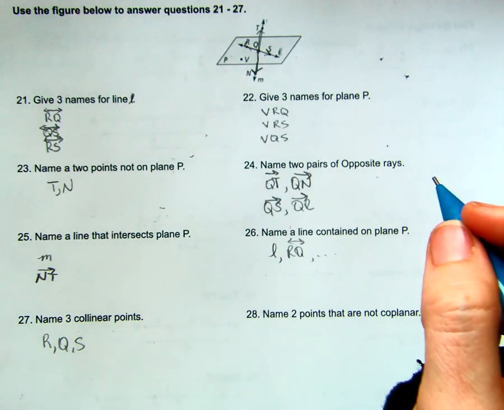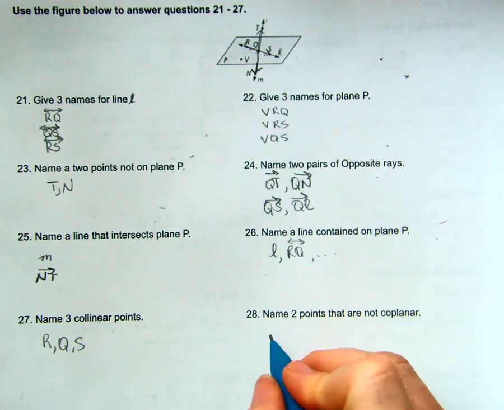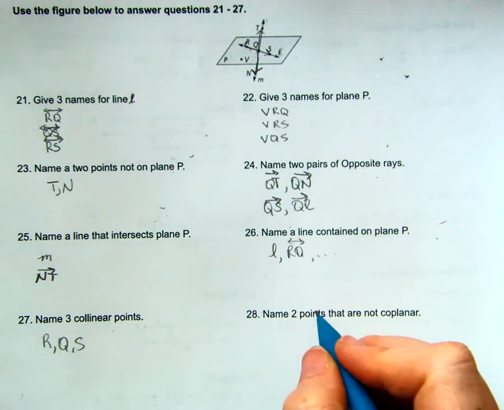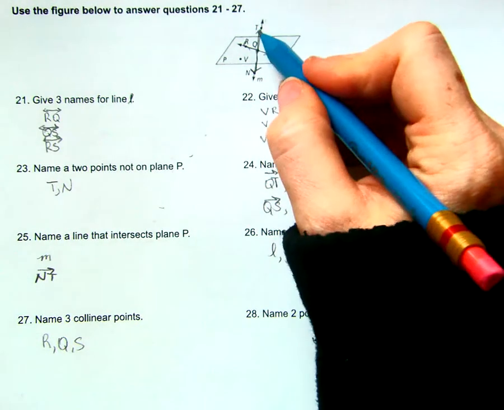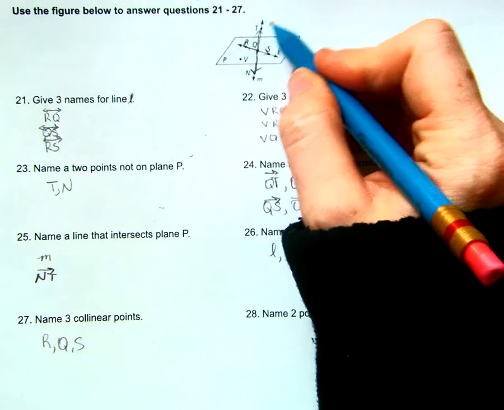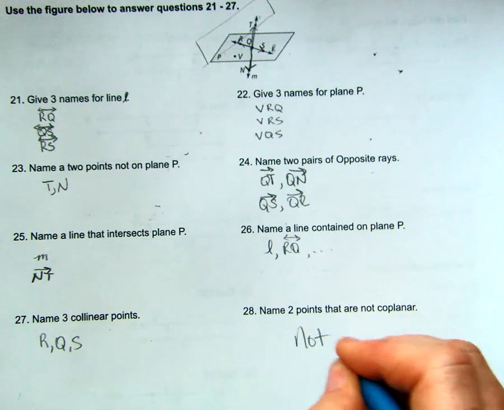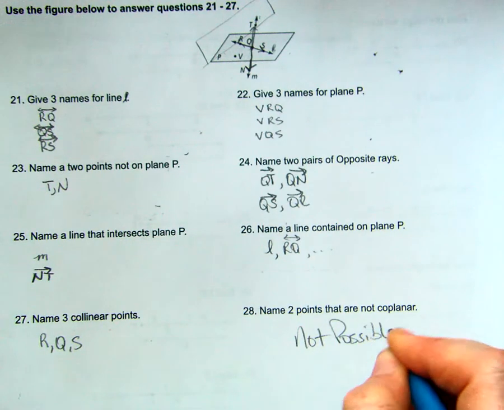28 says name 2 points that are not coplanar. Turns out that there's no such thing as 2 points that are not coplanar, because if you give me 2 points not on plane P, I can create a plane just for them. So this one is not possible.